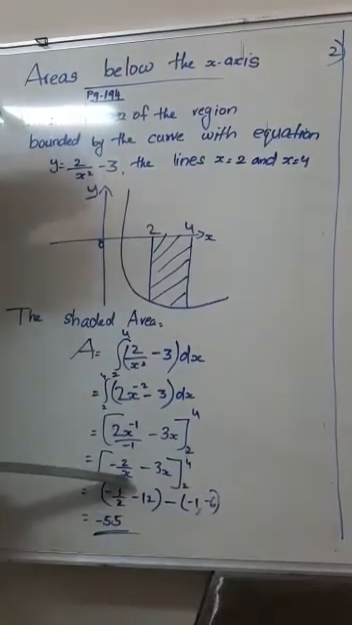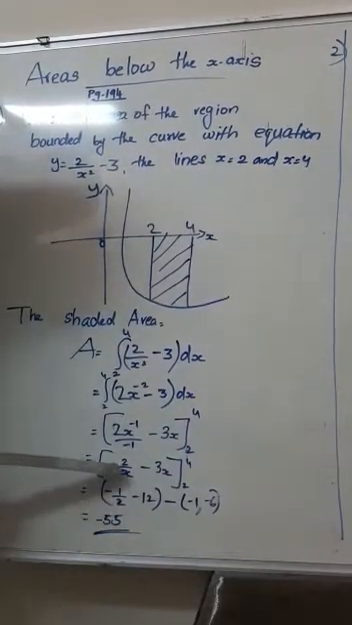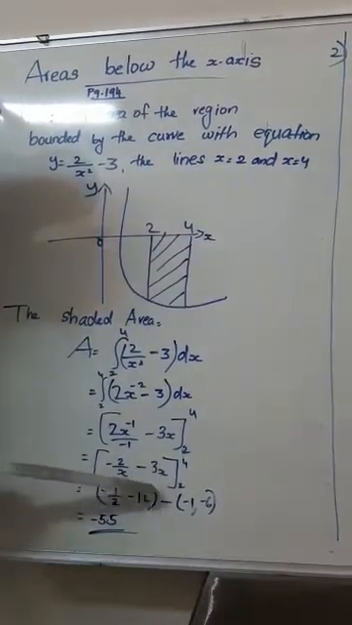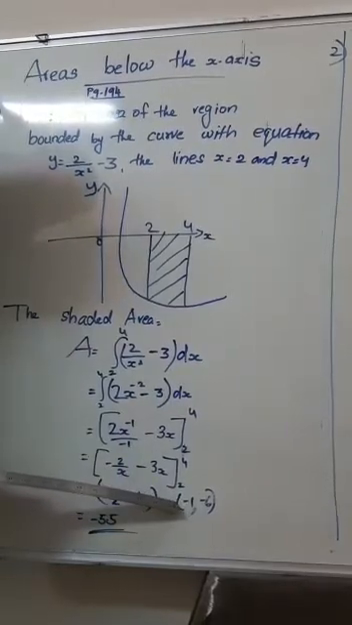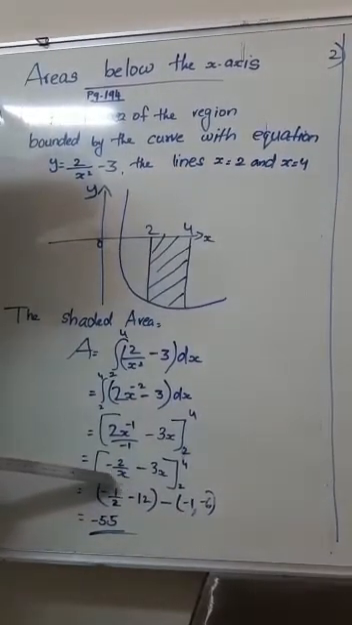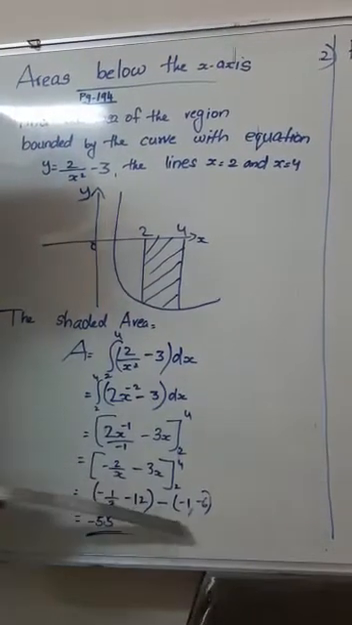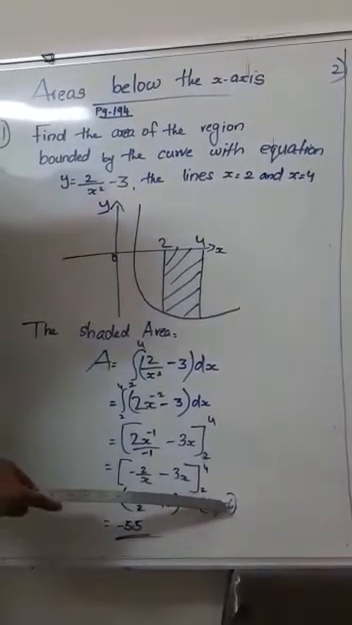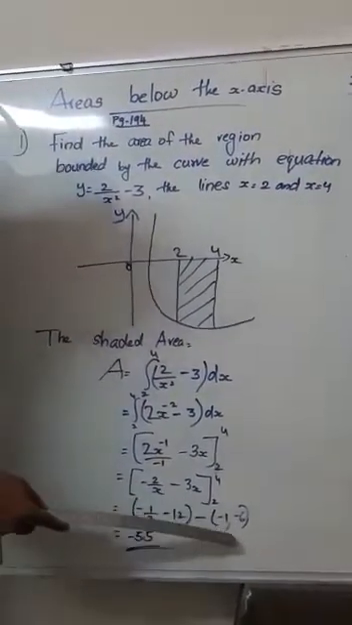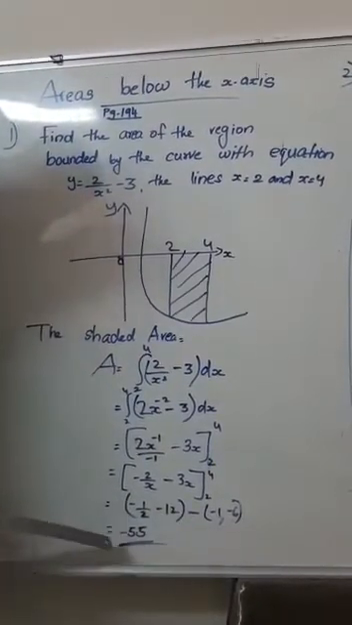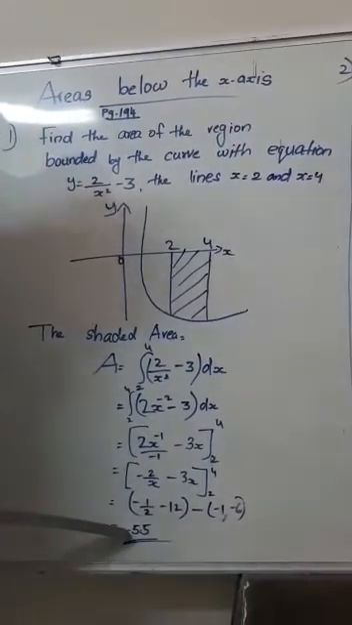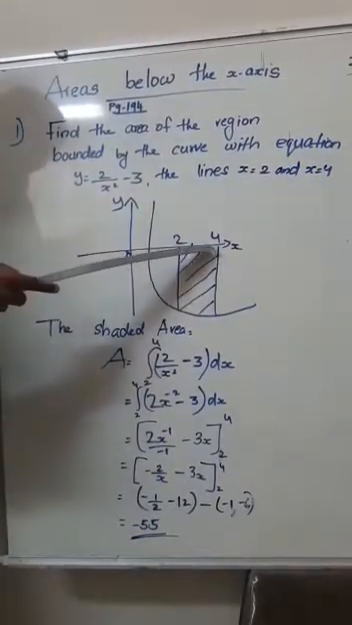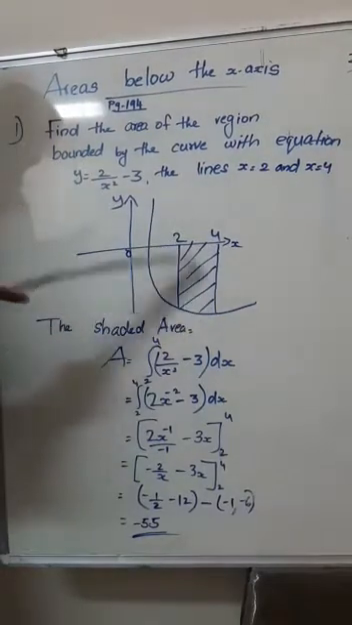Then you have to put x place first, 4. So 2 by 4, that is 1 by 2. Minus, if I put 4 in the x place, 4 times 3, 12. Minus, now I will put the lower limit. When I put the lower limit here, minus 2 by 2, that is equal to minus 1. Then I have to put minus here, minus 3 times 2, 6. That is minus 1, minus 6. So when you do it in the calculator, you will get minus 5.5 square units. That is the area under the x-axis. This is the area under the x-axis.